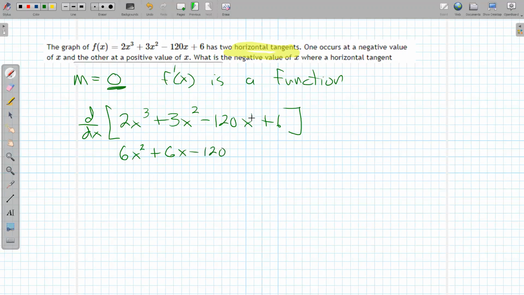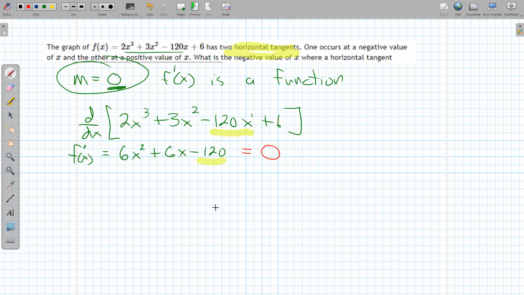And then x to the power 0, right? Reduce that power by 1. x to the power 0 is 1. Another way to think about this part is that that chunk right there is a line, and that line would have a slope of negative 120, which is what I wrote right there. And then plus 6, a constant. The derivative of a constant is 0, so I'm not even going to write that. So this is my slope function here, f prime of x. And I want to know when the function has a horizontal tangent, which means the slope function is 0. So then we set this equal to 0 and solve.